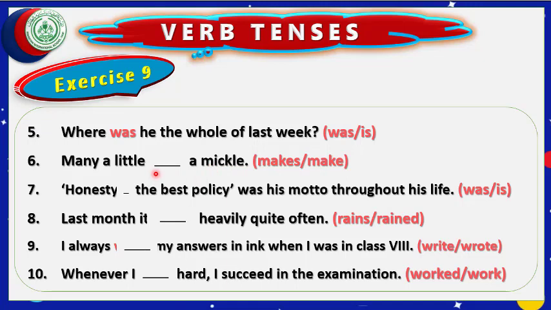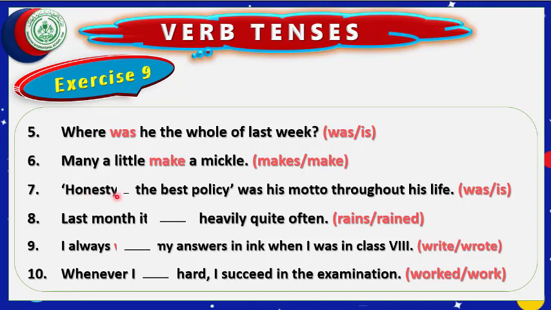How do we decide? We decide on the basis of the subject. If the subject is plural, we do not use s with the verb. But if subject is singular, we use singular verb, and singular verb becomes with s. What is here now? Many. Many means plural. Therefore, plural verb will be make, not makes.